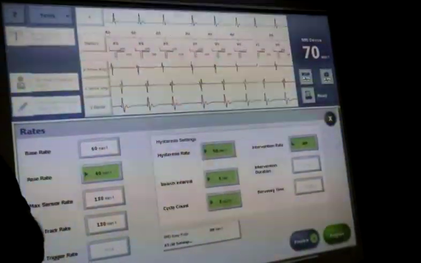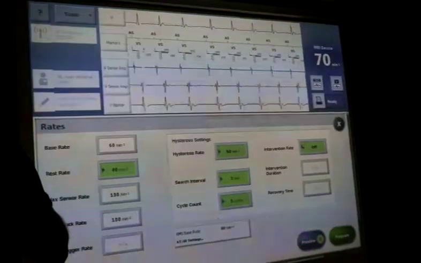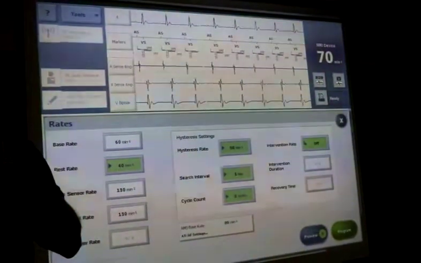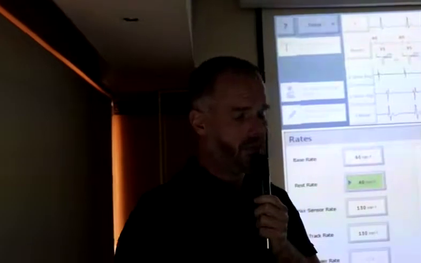1, 2, 3 at 50, goes back to 60, okay? What is the accepted difference rate between base rate and hysteresis rate? 10, 5? Depends on the patient. 10 is reasonable. 20 maybe? Depends on the patient. You could even do up to 20.